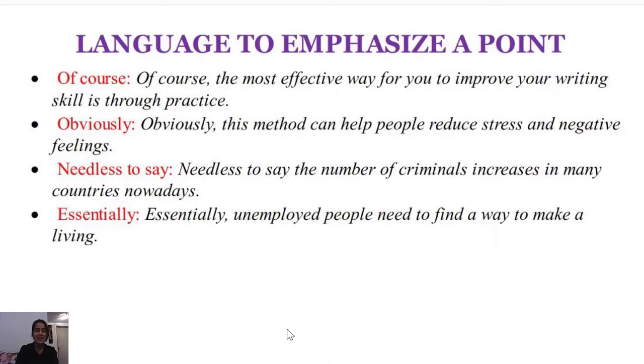So let's get started. The first thing that we should be looking for is "of course". I'm sure that many of you already use it. Of course, the most effective way for you to improve your writing skill is through practice, and that is a fact, isn't it? The next item would be "obviously". Obviously, this method can help people reduce stress and negative feelings. So you can go for "obviously" as well. Just remember you need a comma to be placed after "of course" and "obviously".